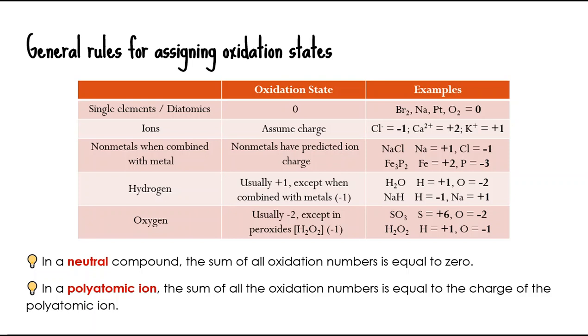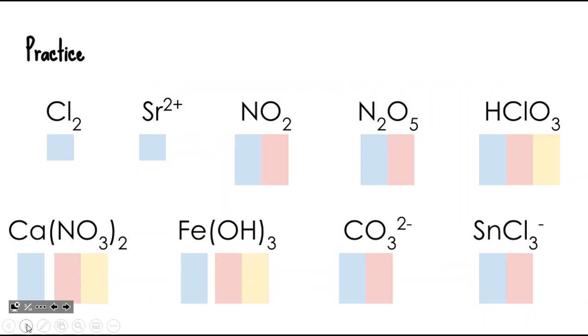Oxygen, for our purposes, because I am not going to give you any peroxides, is always going to be -2, which fits with the idea of it being in group 16, because that group goes to -2. Don't forget, neutral compounds always add up to 0. And polyatomic ions add up to their formal charge when assigning oxidation states. Because we're going to be doing a lot of assigning now, I know we got through most of this last time, but I'm just going to run through a few of them just to make sure.